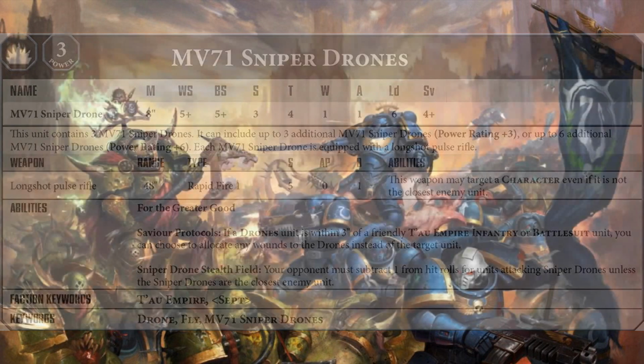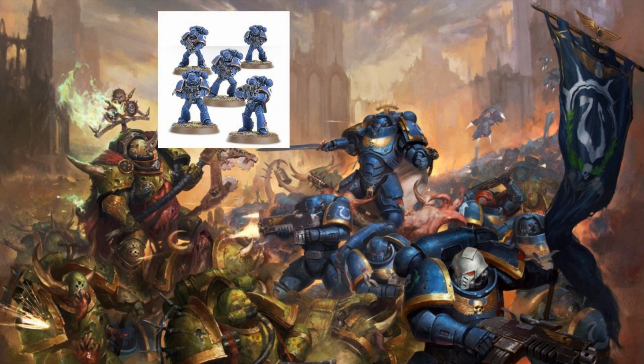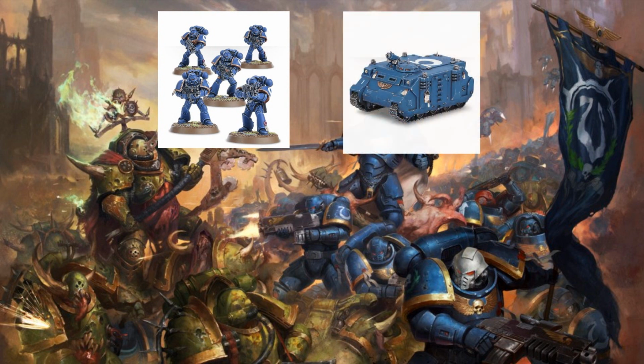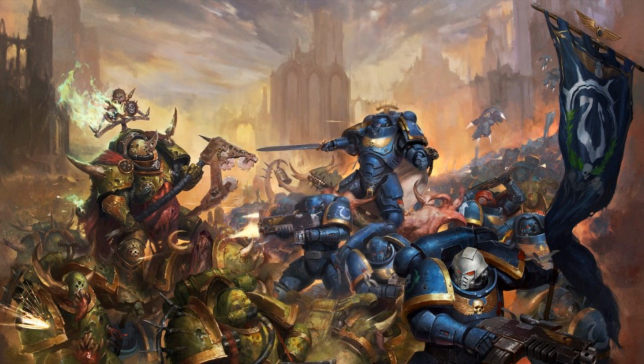First off, I need to explain what a unit is. A unit is a number of models that are in one group. For an example, you can have a unit of 5 Tactical Marines, or a unit of 1 Rhino, or a unit of 5 Terminators. Characters count as a unit even though they are only one model. They are just a one model unit. Same with vehicles and monsters. You can check the appropriate codex index to see how many models fit into each unit. So with that said, let's get into the nitty-gritty.